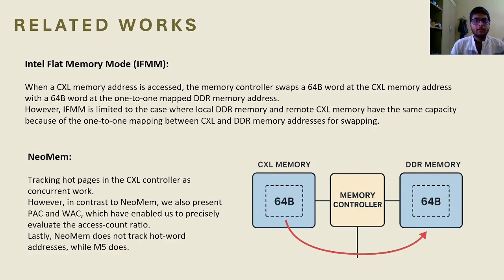Second, the related work is NeoMem. Here, tracking hot pages in the CXL controller is a congruent work. This also describes a top K tracker, but in contrast to NeoMem, we also present a page access counter and word access counter, which have enabled us to precisely evaluate the access count ratio. Lastly, NeoMem does not track hot word addresses while M5 does.